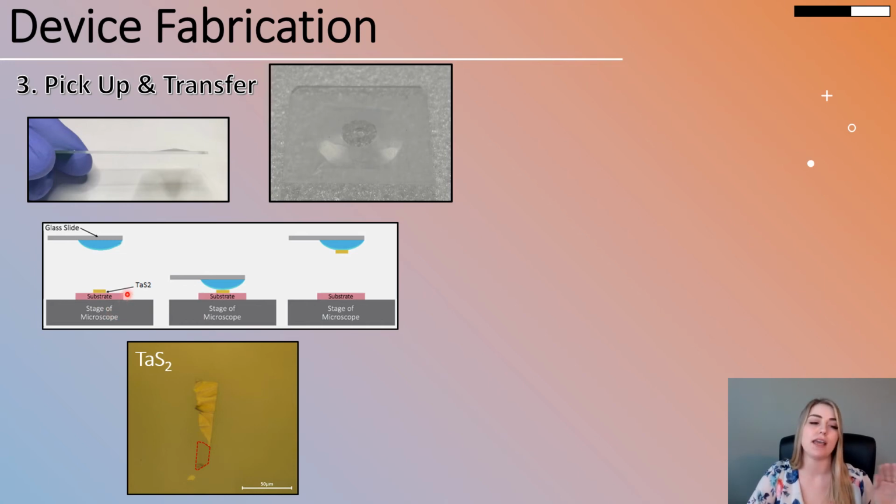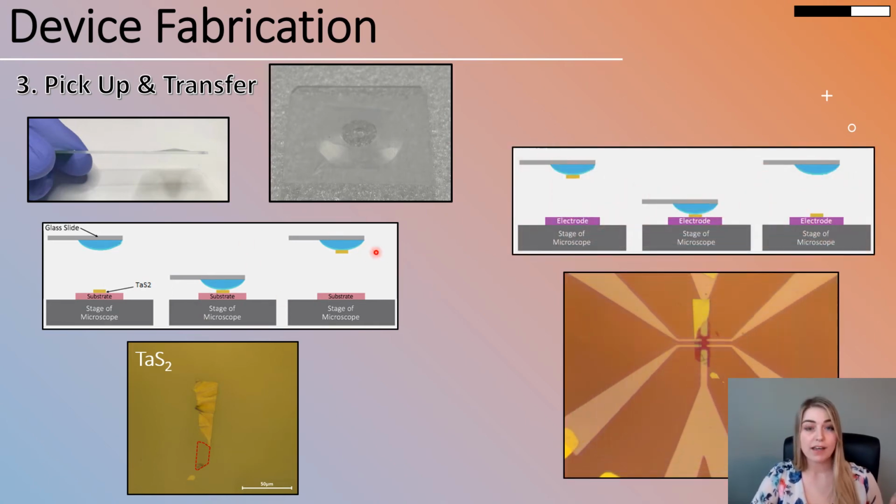So for an example, I have my TaS2 that's sitting on top of a substrate, which are both sitting on top of a stage of a microscope. This glass slide is attached to a piece of equipment called a micromanipulator, which just allows for very fine precision in X, Y, and Z. And so I use that micromanipulator and I go down and I use a lot of heat application, and then eventually I can pick up the flake.